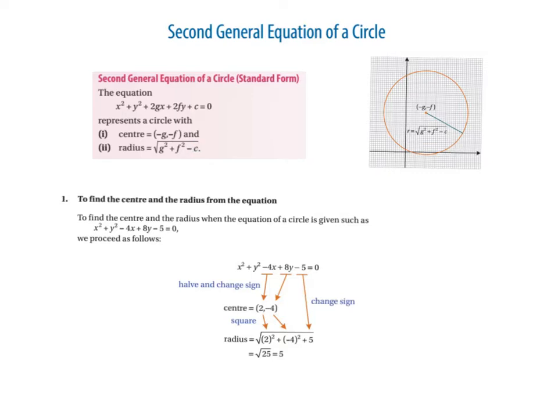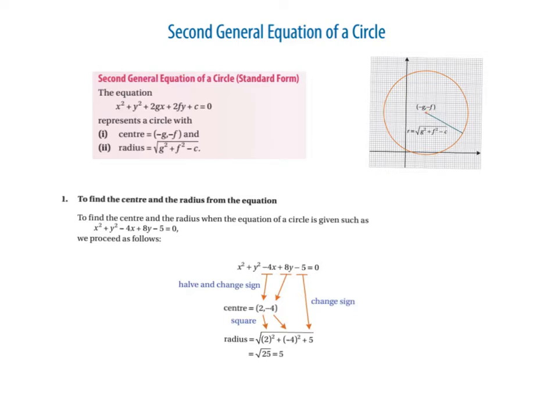So let's see in practice how we can use this. We've been asked to find the centre and the radius of the circle given by x squared plus y squared minus 4x plus 8y minus 5 equals 0. We don't do anything with the x squared plus y squared. To find the centre, we look at the x's and the y's, and we halve each of the coefficients and change the sign. Minus 4 halved is minus 2, change the sign, is 2. 8 halved is 4, change the sign, minus 4. So the centre, (minus g, minus f), is (2, minus 4).